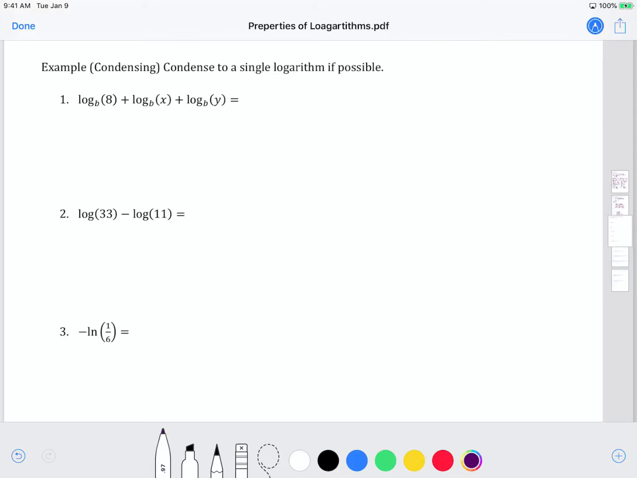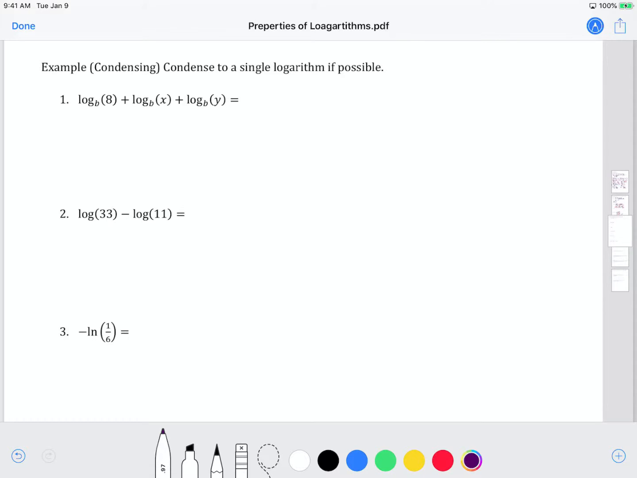Okay, in this video, we're going to work backwards. We are going to take expressions that are expanded and we are going to condense them. Now, when we were expanding expressions, we went through and used the quotient rule, then the product rule, and then we used the power rule to bring any exponents down into the coefficient position. So when we're condensing, we're going to work backwards.